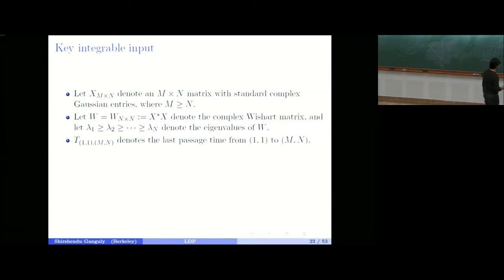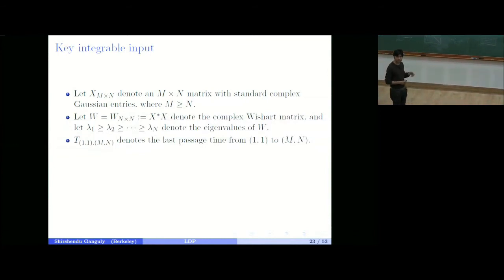And it turns out that this distributional identity is true. If you look at the polymer weight from (1,1) to (m,n), as a random variable, it is equal in distribution to lambda 1. So you take a complex Wishart matrix, look at the largest eigenvalue, and that is equal in distribution to this passage time that we were talking about. This already appears in the paper of Johansson, and this is one of the key things that he uses.